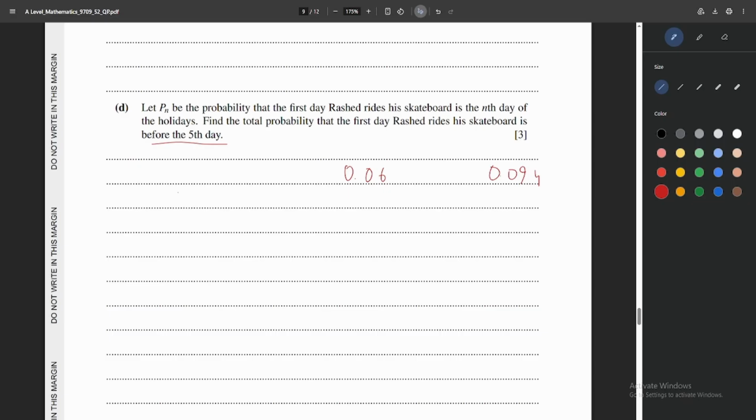So the probability that he rides his skateboard before the 5th day, meaning on the 1st, 2nd, 3rd or 4th day, we could simply subtract from 1 the case that he doesn't ride his skateboard for 4 days straight, which would be 0.94 to the power 4. That is the opposite of the case that he rides before the 5th day, and when we subtract it from 1 we get the answer. This would give us 0.219.